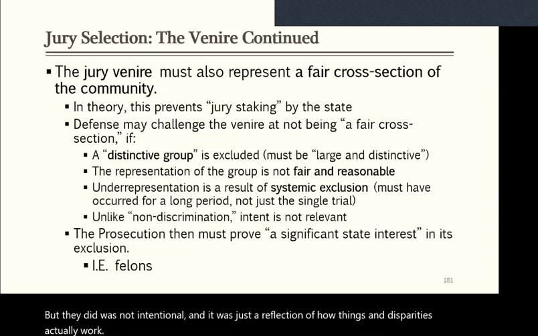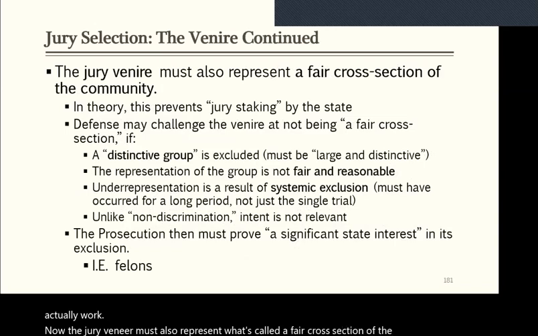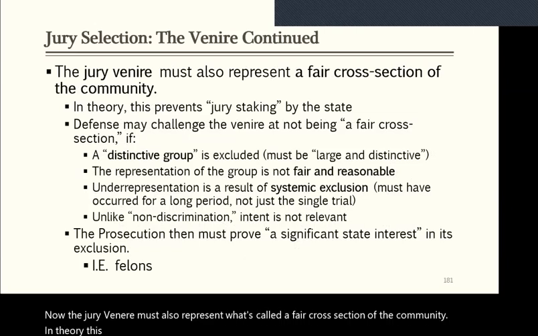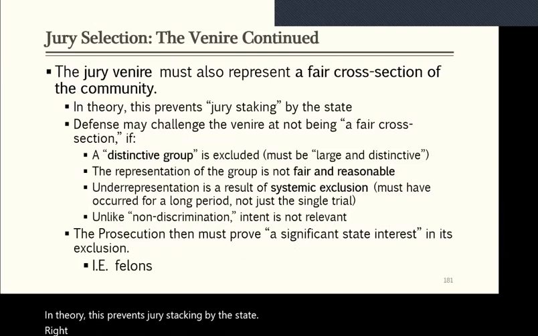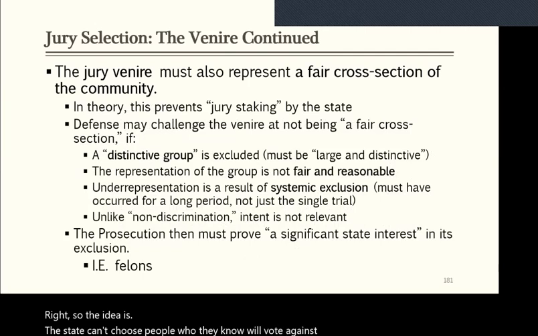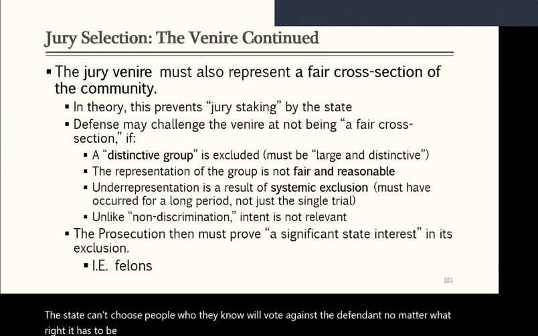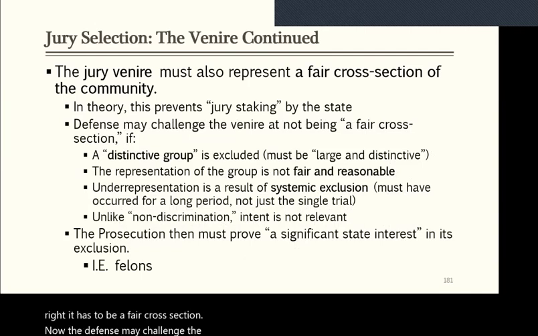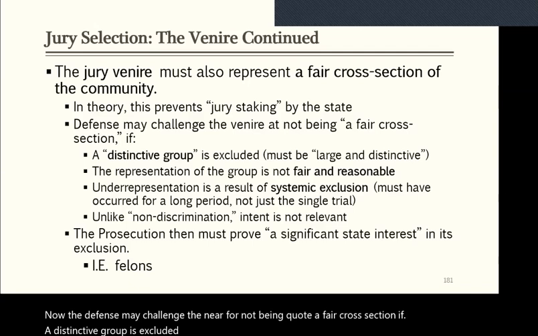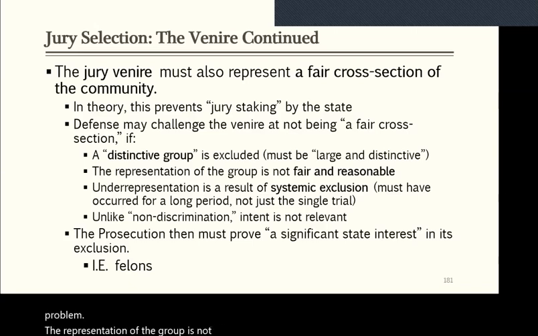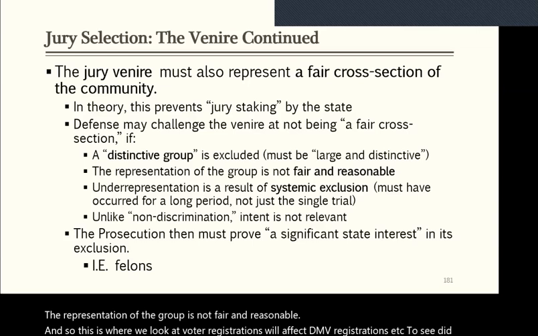Now, the jury venire must also represent what's called a fair cross-section of the community. In theory, this prevents jury stacking by the state, right? So the idea is the state can't choose people who they know will vote against the defendant no matter what, right? It has to be a fair cross-section. Now, the defense may challenge the venire for not being, quote, a fair cross-section if a distinctive group is excluded. So this has to be a large and distinctive group, right? So if the jury venire doesn't include any African Americans, this could be a very big problem. The representation of the group is not fair and reasonable, right? And so this is where we look at voter registrations, we look at DMV registrations, et cetera, to see, did this happen by chance or did this happen intentionally?